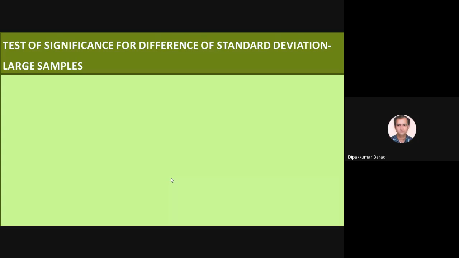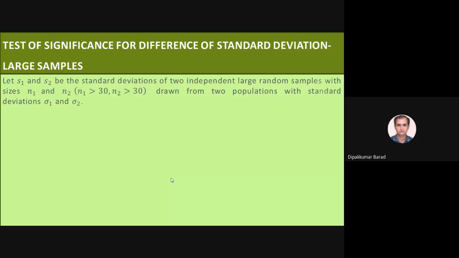Now the test of significance for difference of standard deviations for large samples. Okay, difference of standard deviations. Earlier, in the example we were discussing, it was a difference of means. So here it is difference of standard deviations. Let S1 and S2 be standard deviations of two independent large random samples with sizes n1 and n2, where n1 and n2 are greater than or equal to 30, drawn from two populations with standard deviations sigma 1 and sigma 2.